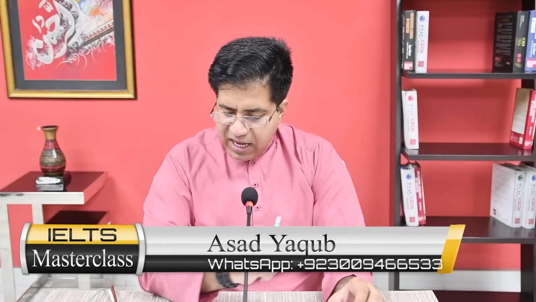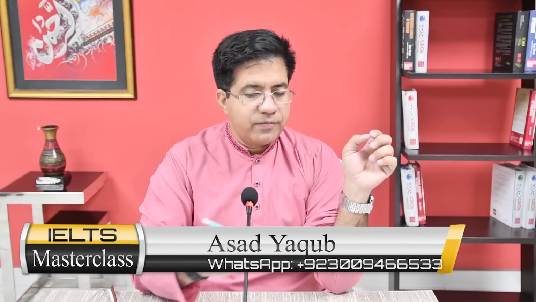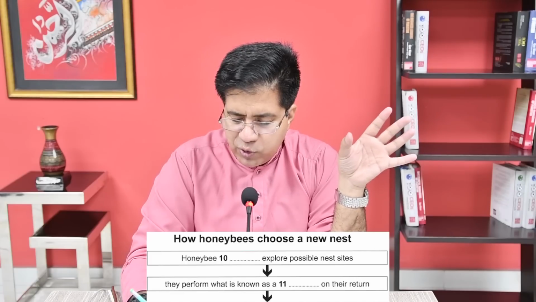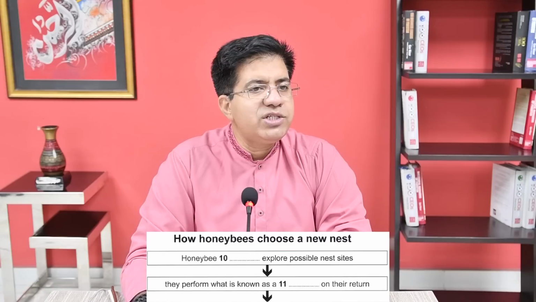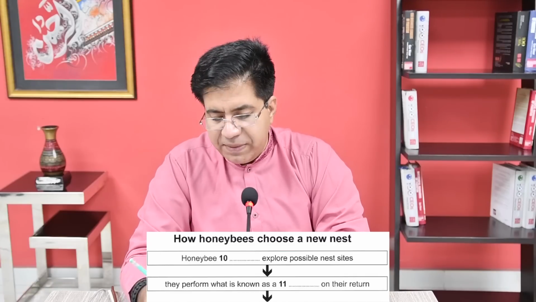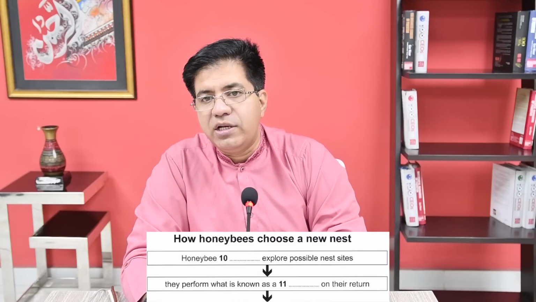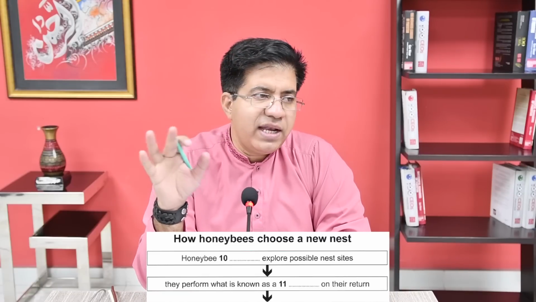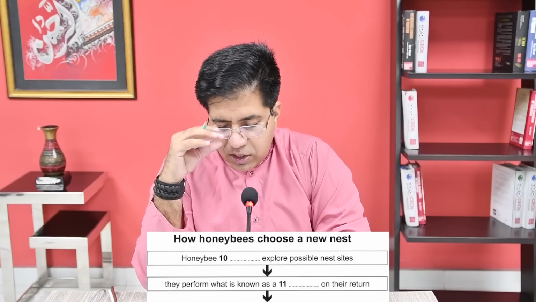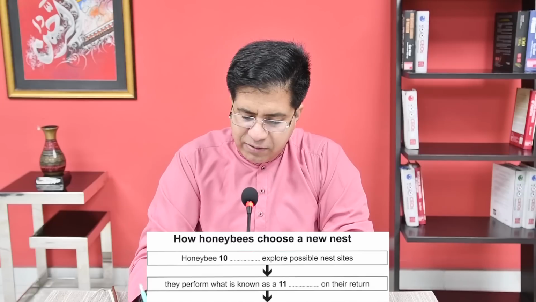All right, now we have questions 10 to 13. Question number 10, the topic is how honeybees choose a new nest. This shows all the questions and answers are going to be in order because we have flowchart completion. Whenever there is any completion type of question, questions and answers are going to be in order. So honeybees, please look for honeybees.